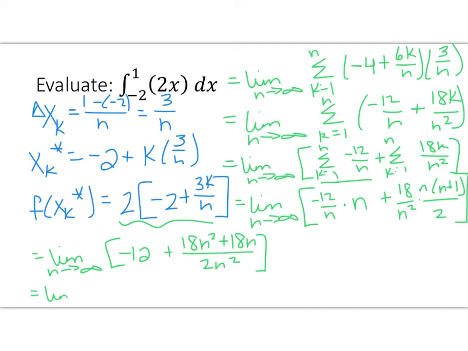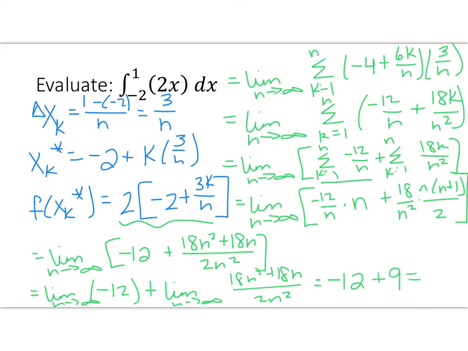So the limit as n approaches infinity of negative 12 plus the limit as n approaches infinity of 18n squared plus 18n over 2n squared. So the limit as n approaches infinity of negative 12 is just negative 12. The limit as n approaches infinity of 18n squared plus 18n divided by 2n squared, because they're the same powers, numerator and denominator, it's just the coefficient, so that would be plus 9. And this turns out to be negative 3.